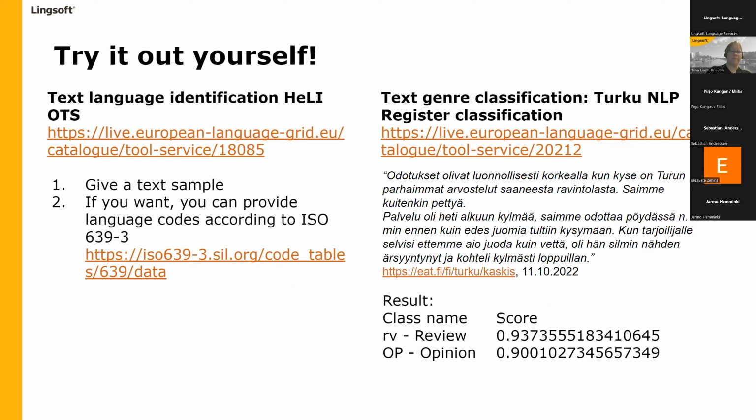These are some examples. For example, the Heliots that was mentioned, you can try that out. And I already tried for the slide a review of the Turku restaurant Kaskis that got a Michelin star now. I tried it with this register classification, and it nicely tells you that it's a review and an opinion score.